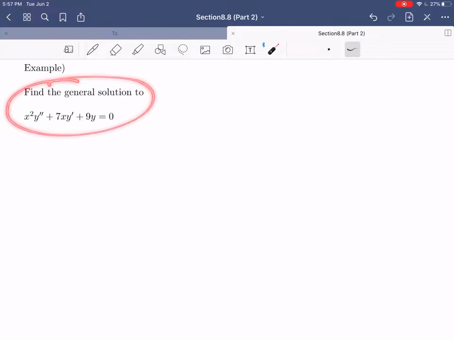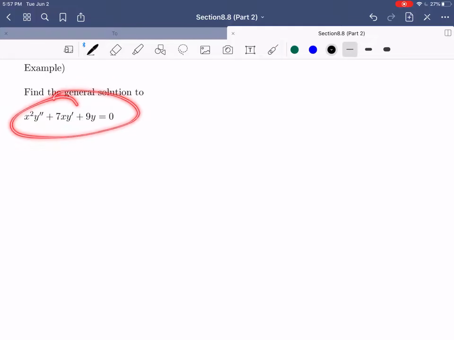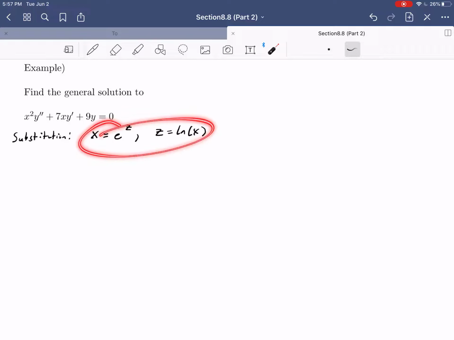So we're going to try to find the general solution to x squared y double prime plus 7xy prime plus 9y equals 0. So this is certainly Cauchy-Euler because we have our x squared y double prime, xy prime, and our y term. So it is in the Cauchy-Euler form. So remember, we're going to use the substitution here, x equals e to the z, or if you prefer, you can think about it as z equals ln x. It's just saying the same thing two different ways.